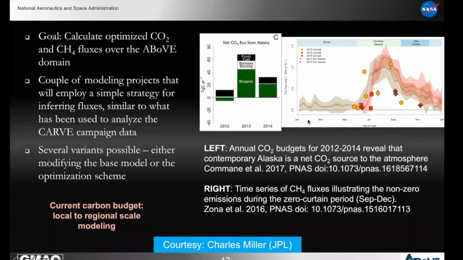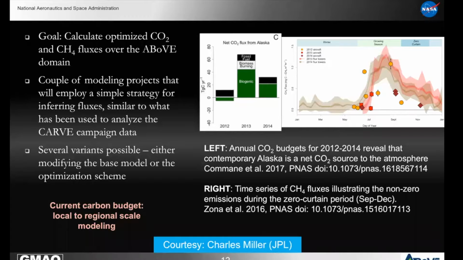So the first one, courtesy of Chip Miller, will be worked on with the same team that he worked with during the CARVE campaign: Roger Commane at Harvard University and Colm Sweeney at NOAA. And they are doing measurements of atmospheric CO2 and CH4 as part of the ABoVE campaign.